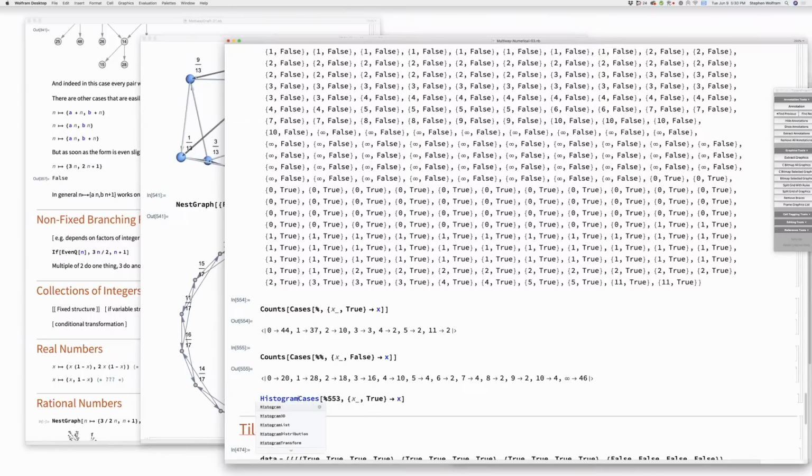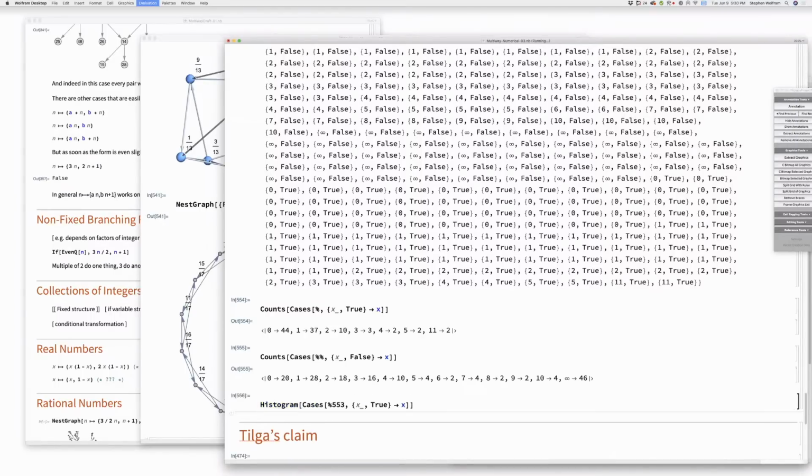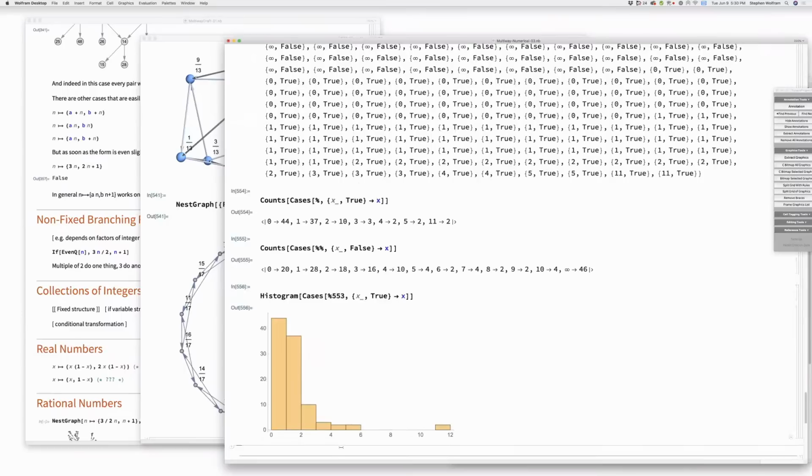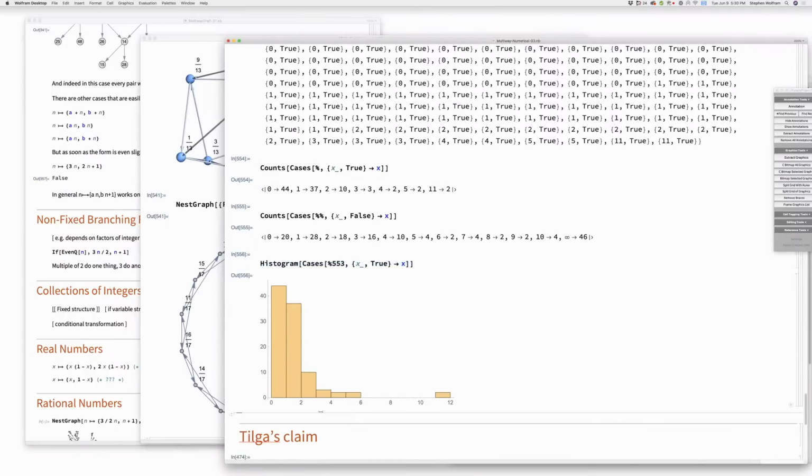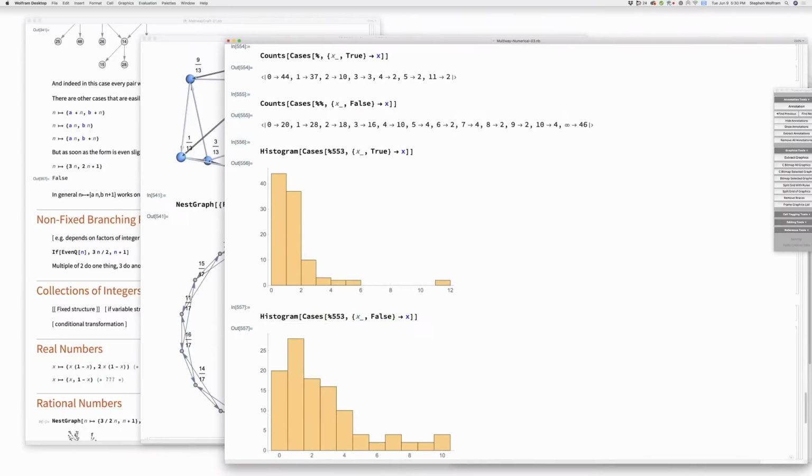So let's histogram them. This is the trues. This is the were causal invariant. And that's their Chinese remainder quantity. And then let's look at the falses and let's see what their Chinese remainder quantities look like. Well, maybe. Okay, so this is the claim here. There's still a bunch of small Chinese remainders which were false according to this.